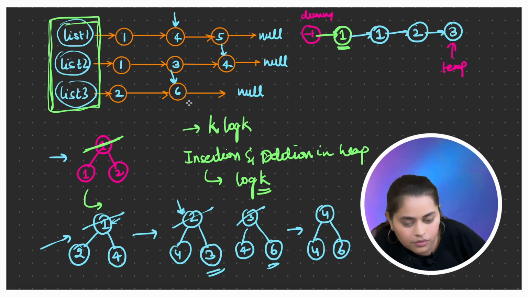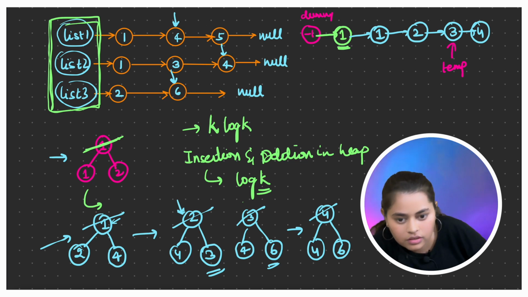Again we'll follow the same approach. So this 4 will get deleted, 4 will be added to this point, right? And we'll increment the pointer, right? So the same process will be followed for creating this resultant list.